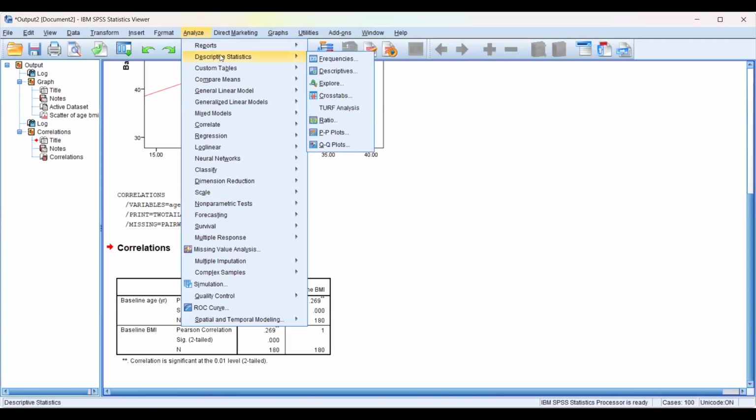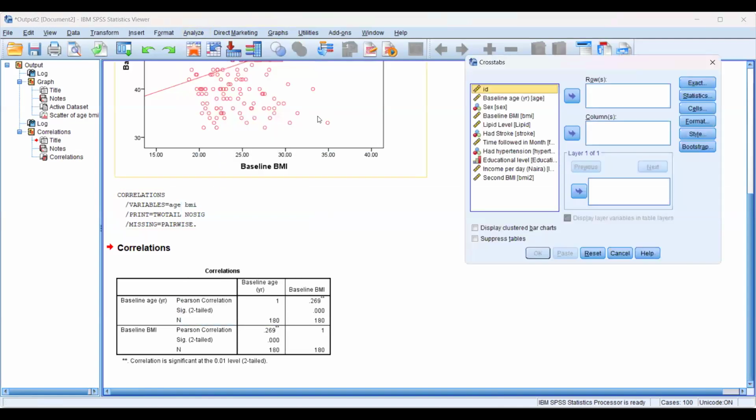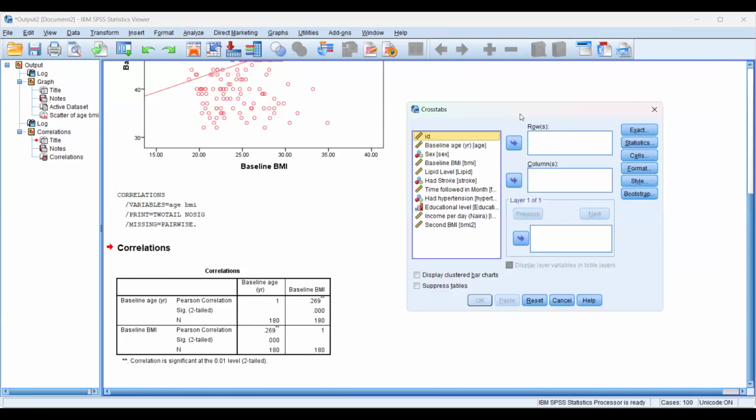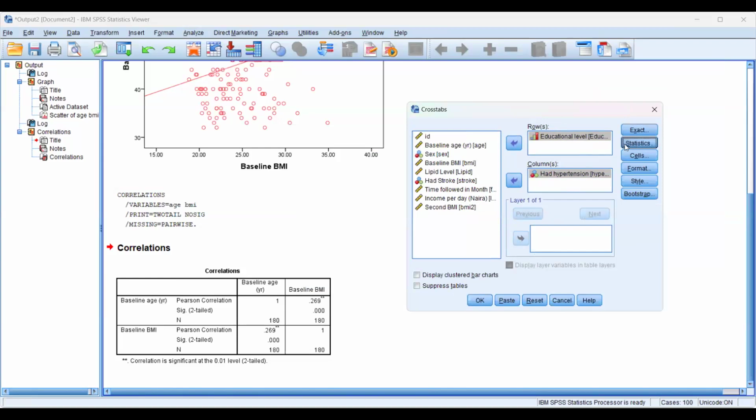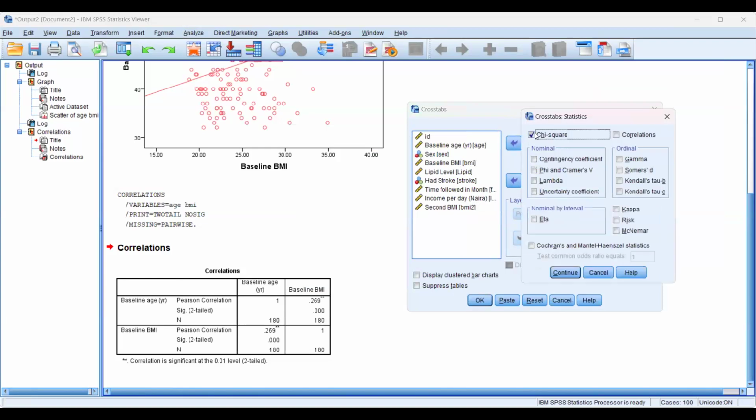I go to descriptive statistics. If you look at descriptive statistics, there's one place where we have cross tabs, which I'm going to pick. And if you look at the cross tab, like I said, I'm doing chi-square. And the first one is educational level. Educational level is here. I bring it to my rows. The second one is hypertension. Hypertension is here. I bring it to my column. Now, I said chi-square. Let me go to exact here and look at the function where I can get my chi-square statistics, sorry. You can see chi-square here. I tick it.